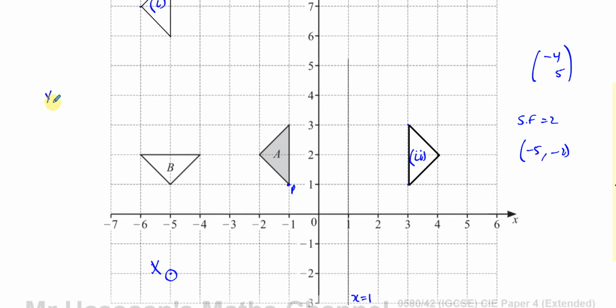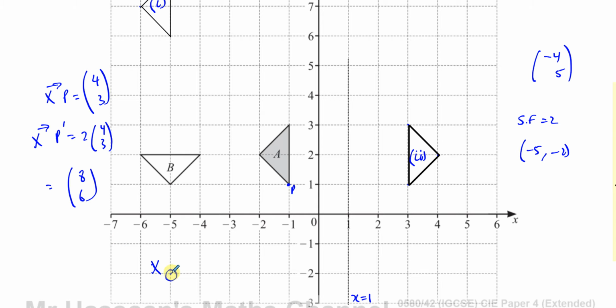From X to P, the vector that takes us from this point to that point is going to be horizontally from -5 to -1, which is 4 to the right, and from -2 to 1, which is 3 up. Now, from X to the image of P, if I want to find the vector that takes us from here to the image of P after this enlargement, I have to multiply the vector by the scale factor of enlargement, which is going to give me 8 and 6.